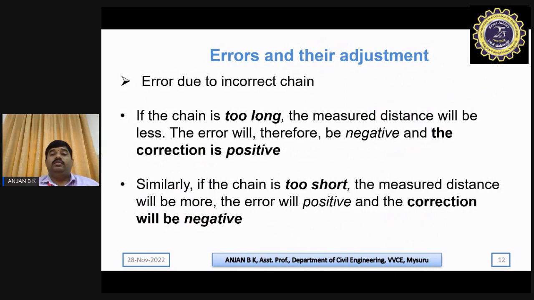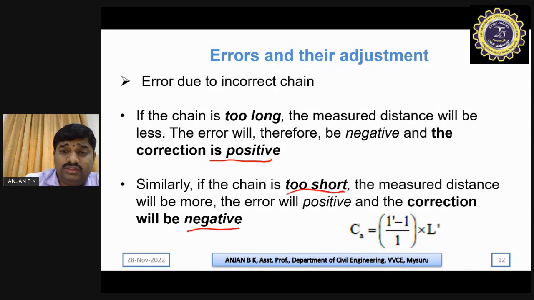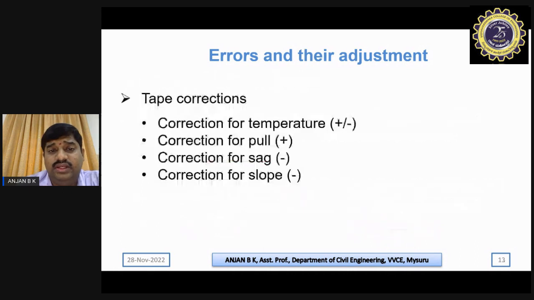And there will be a problem sometimes, a chain may be too long or too short. So whenever the chain is too long, then the error will be negative, therefore the correction should be opposite to that, that is positive. So if it is too long, then the correction is positive, and if it is too short, the correction is negative. So that means the overall correction we need to consider.